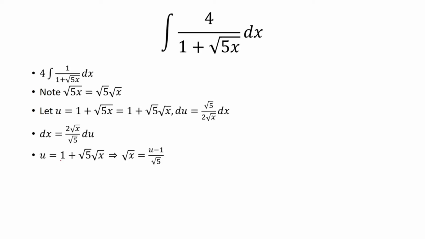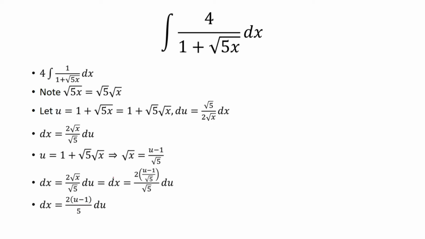We said that u was 1 plus root 5 times root x, so if I just solve for root x, I have to subtract 1 and then divide by root 5. And we're going to replace this root x that we found with u minus 1 over root 5. And then from there we can simplify. These two root 5s are going to multiply to get 5. And then we'll have 2 times u minus 1 in the numerator.